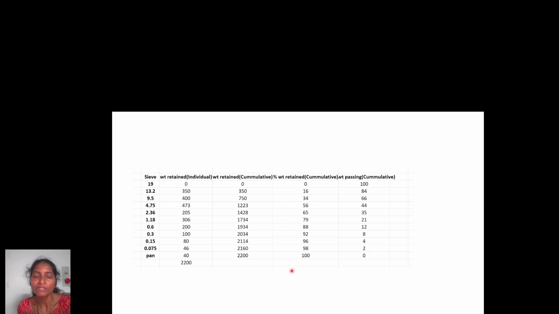Why did I calculate the cumulative percentage weight retained? In the question they have asked for the cumulative percentage weight passing. If I know the retained weight, out of 100%, 0% is retained, that means 100 is passed. If you deduct 16 from 100, 16 is retained, so 100 minus 16 is passing. 34 is retained, 100 minus 34 is passing. So this 84.66 is the cumulative weight passing on these particular sieves. This is what they have asked.